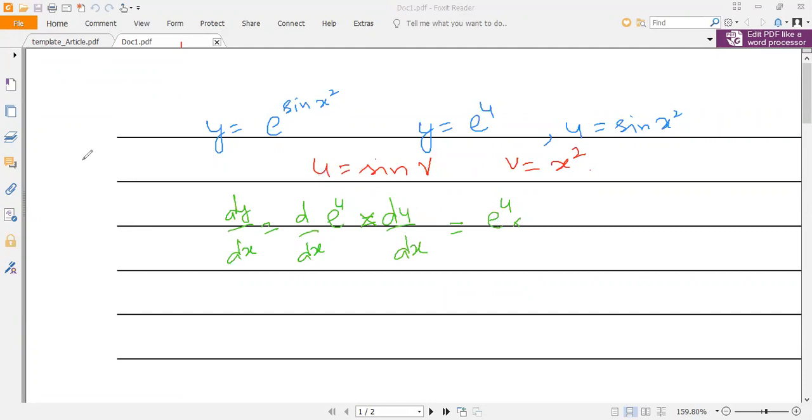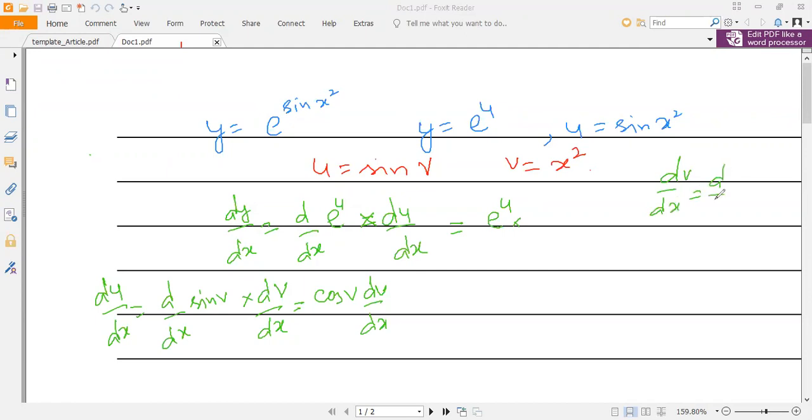Now du by dx here I can compute. So du by dx is equal to d by dx of sine of v, then multiply again, chain rule will apply here because v is again dependent upon x. So dv by dx. So the derivative of sine of v is cos of v multiplied by dv by dx. Now I can find dv by dx. So dv by dx is nothing but d by dx of x square, that is basically twice x. So now I can substitute this here. So this will become cos of v times 2x.